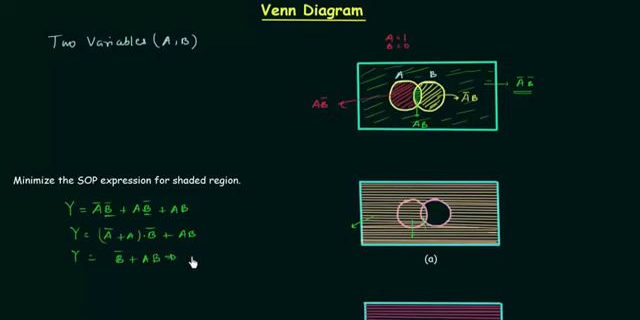Now I will use the distributive law and I will have B complement or A, and B complement or B. B complement or B is 1. So finally I'm having A or B complement, and this is our answer. Very simple.